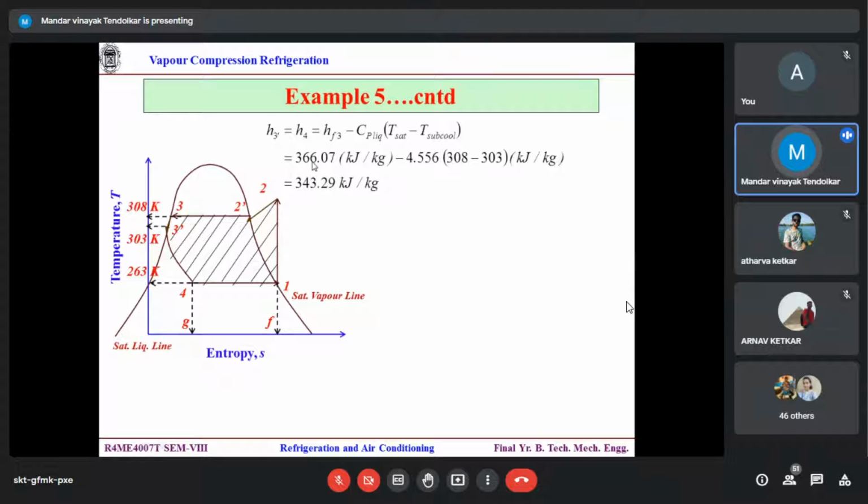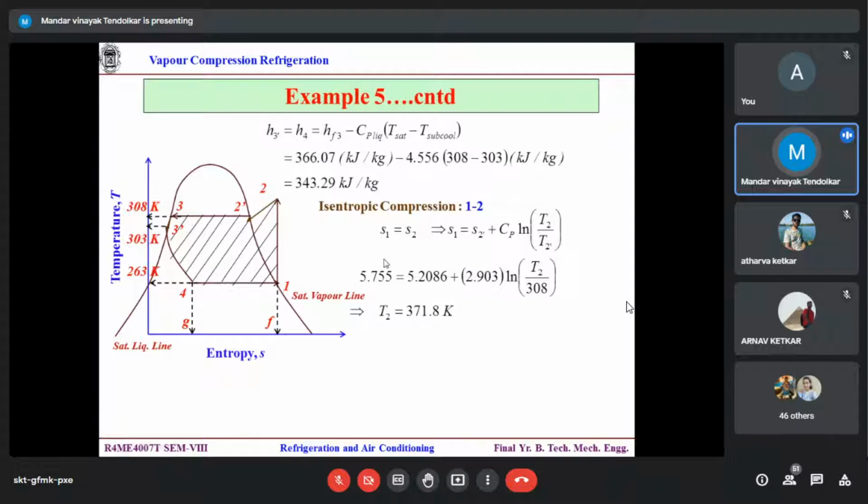At 308, enthalpy is 366. After subcooling, it comes to 343. That is why it is reduced, subtracted. Clear? Yes. So you got only this H3 dash. That is what is important. Correct? H1 pata hai. Ab bacha H2.